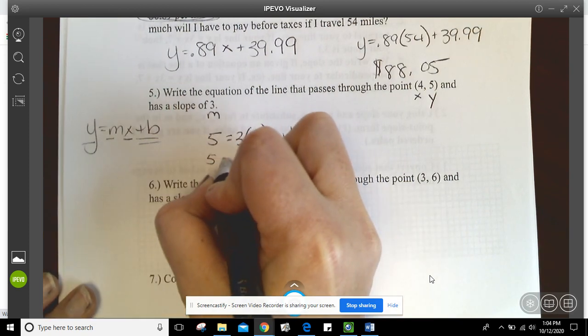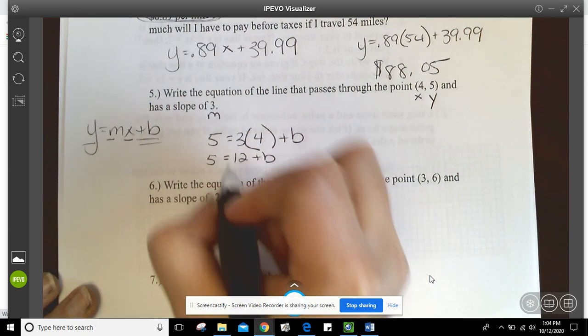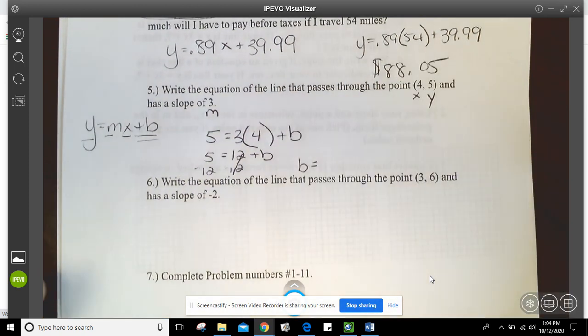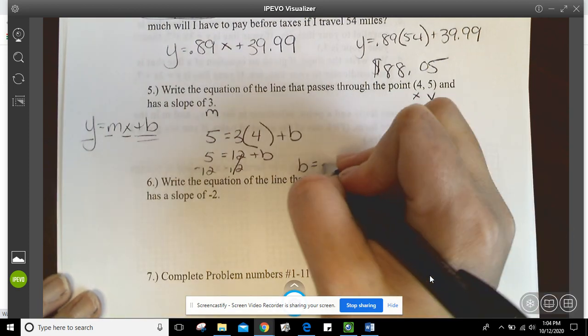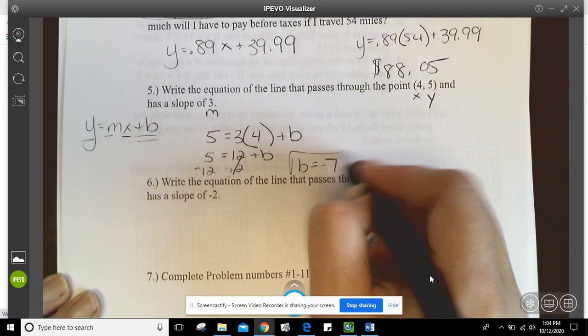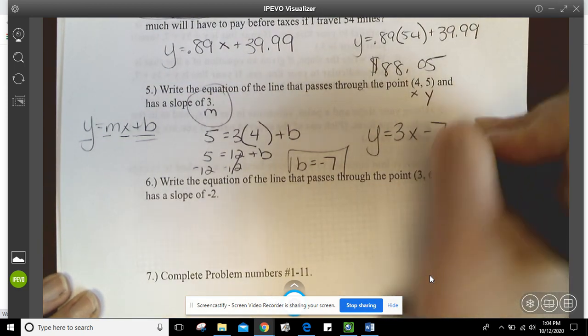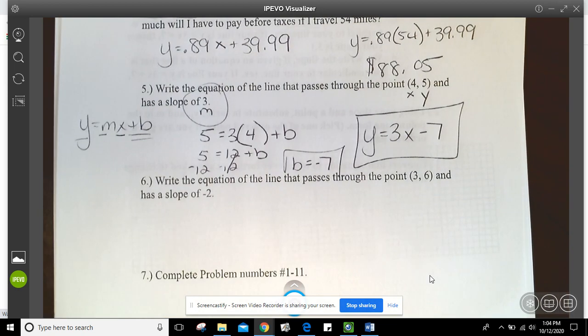So 5 equals 12 plus b. If I subtract the 12 over, I get b equals, what's 5 minus 12? Negative 7. So now I have b and m. I just take my m and plug it back in with my b. Your final answer should have x's and y's in it. Don't leave the point in there once you solve for b.